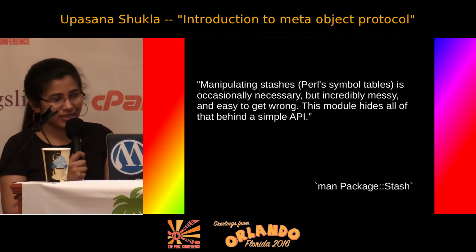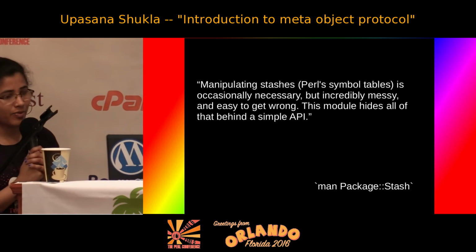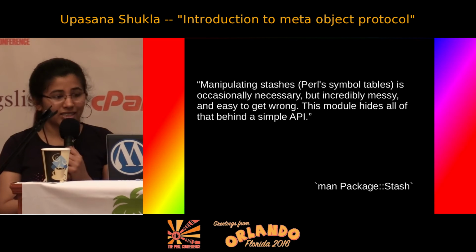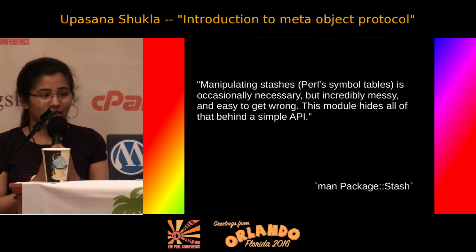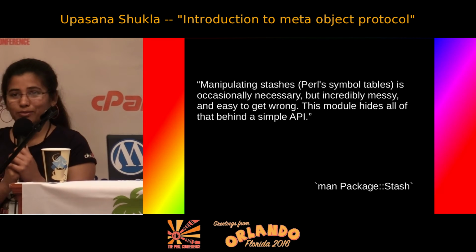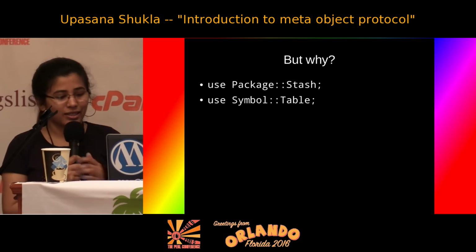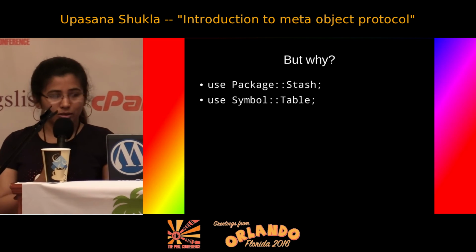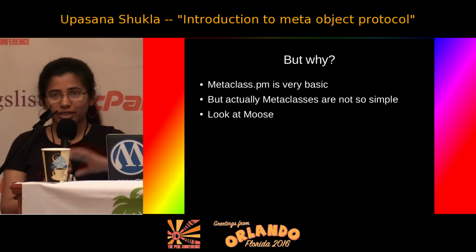This is what the man page of package stash says. It says that manipulating stashes, also called the Perl symbol table, is occasionally necessary but incredibly messy and easy to get wrong. This module hides all of that behind a simple API. So I'm not sure if I've gotten all of it right. I might have made mistakes, so you should not do that. You should use the package stash or symbol table. Moose itself uses package stash to do all this metaclass thing.